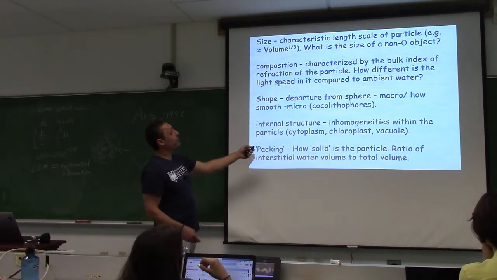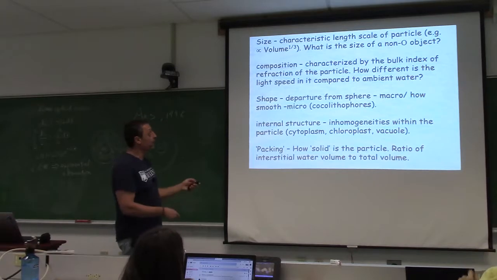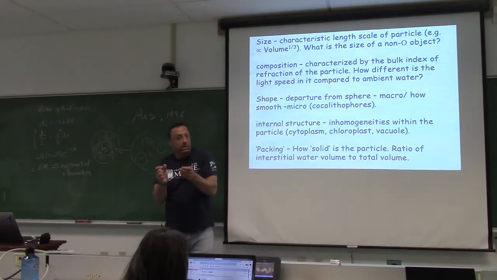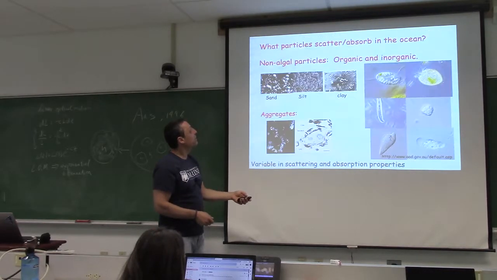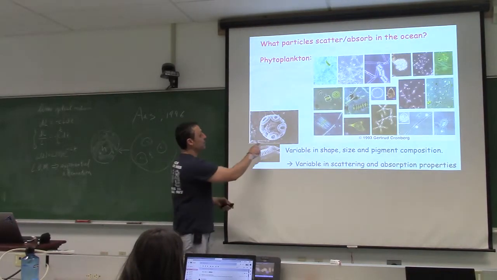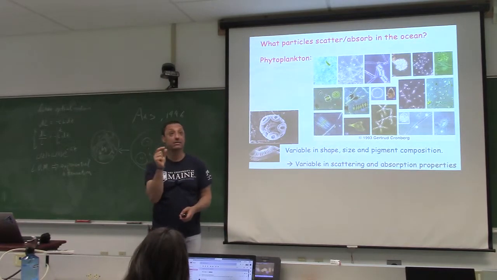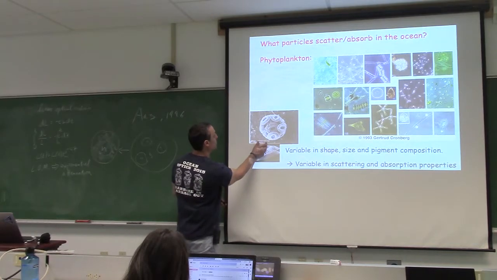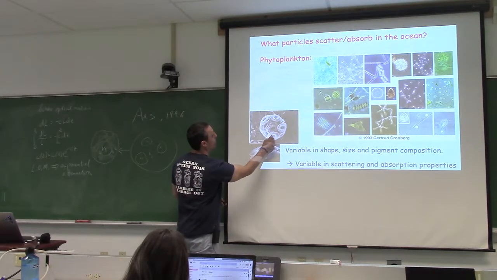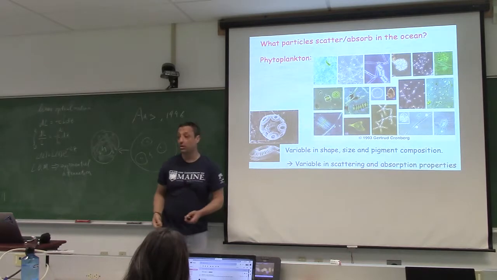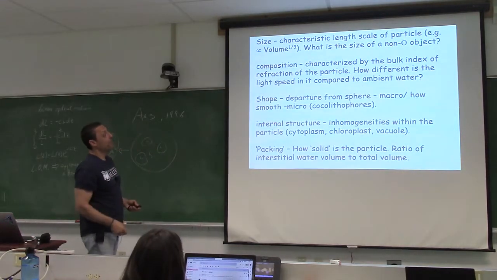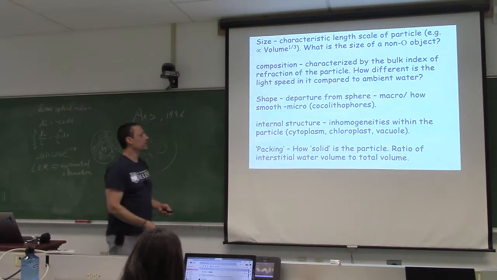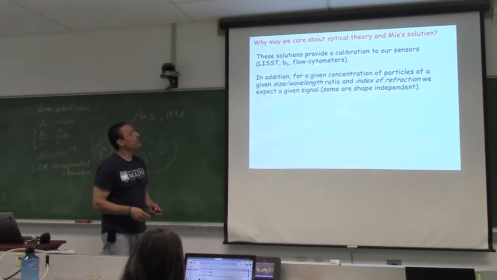Okay. Shape, so departure from sphere. Micro: you can have large departure, so elongated versus thin, and you can have these micro things that we just saw here, things that are much smaller than light wavelength. So this is about 2 micron, and these are probably 0.2 microns, so less than the visible light. Then the internal structure, homogeneous within. We have a cytoplasm, chloroplast, vacuole if you're a diatom, and packing, how solid things are.